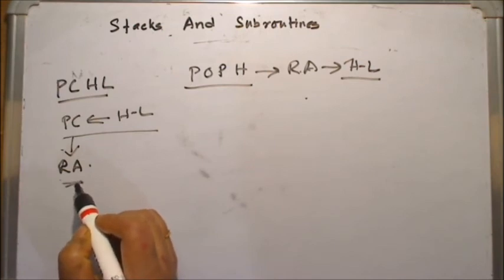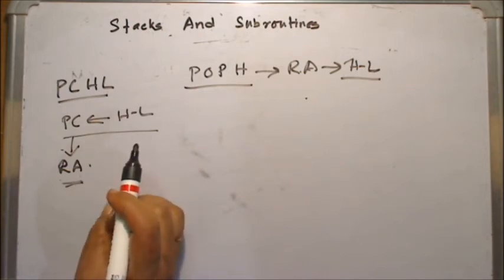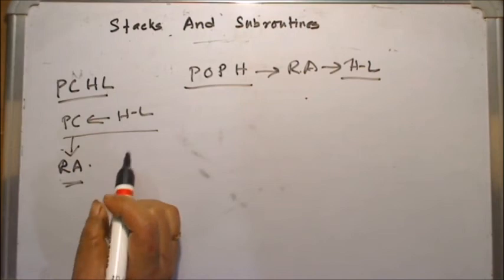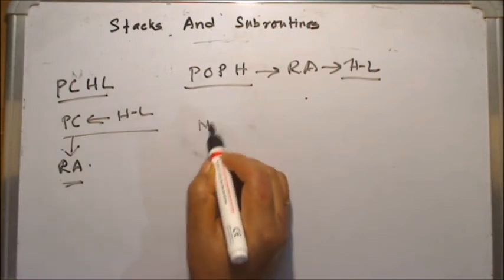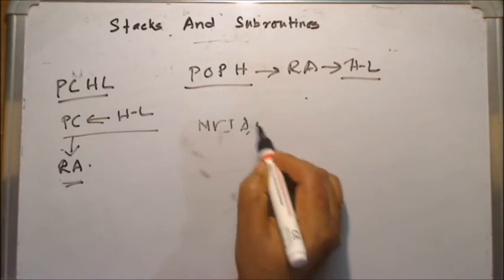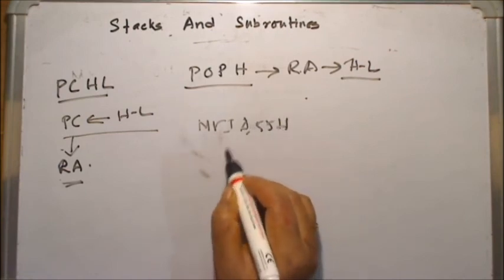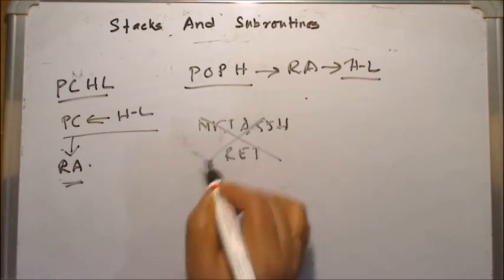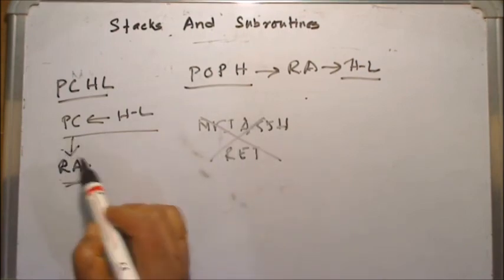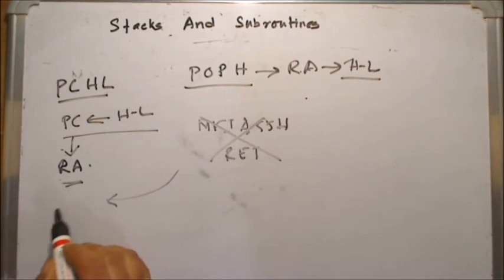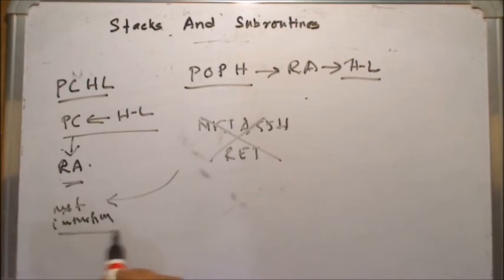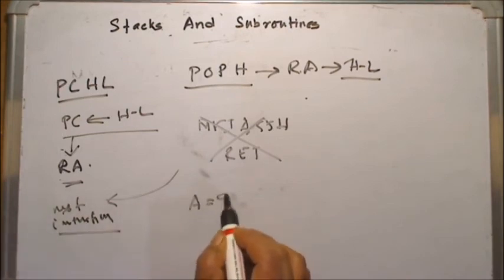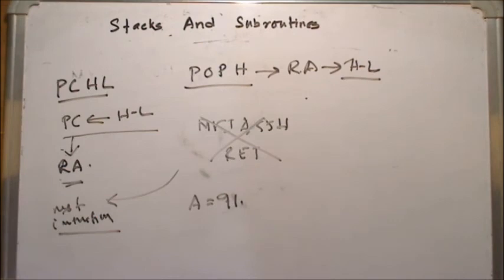That means the program will take a shortcut and directly come back. These two lines, MVI A, 55H and RET, will not be executed. When the PC gets the return address, it will come to the next instruction of the main program, right? So basically the value of A is 91H. These are the typical questions that can be asked during your GATE exams.